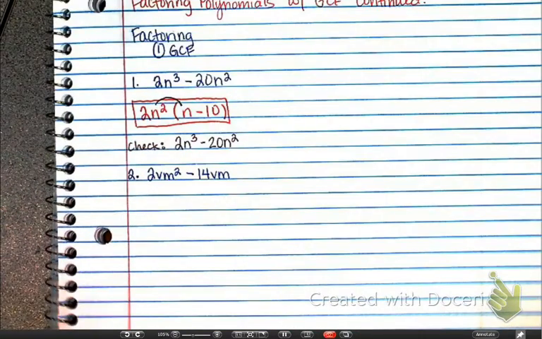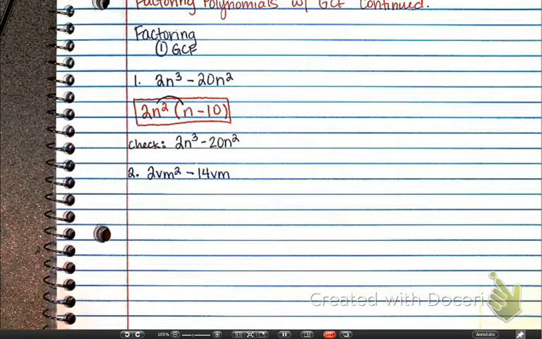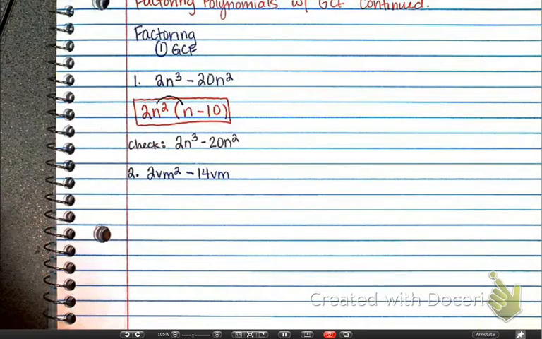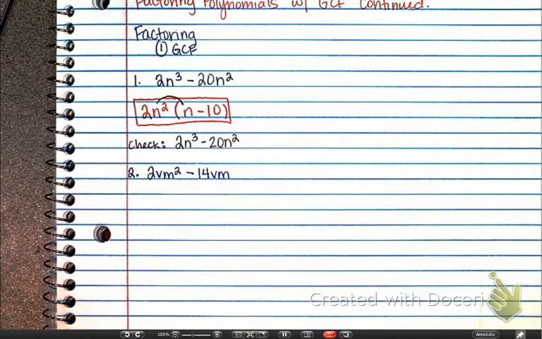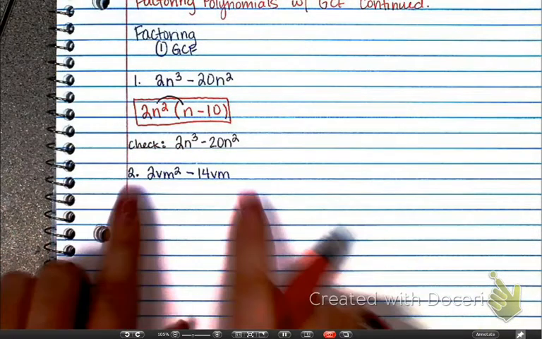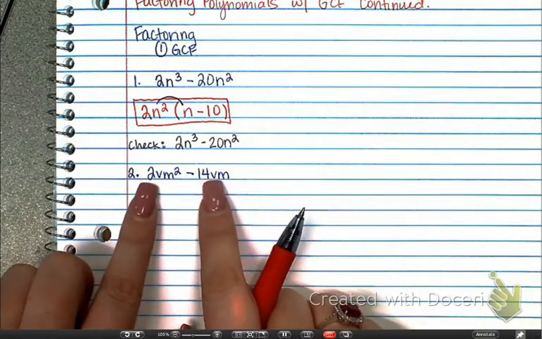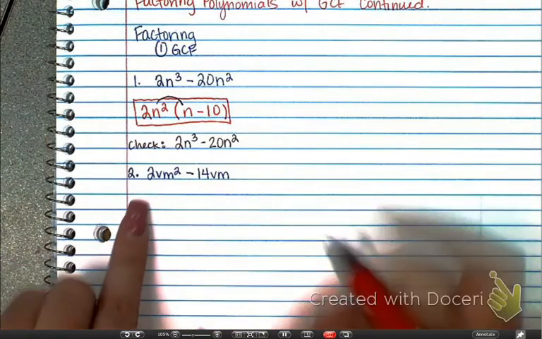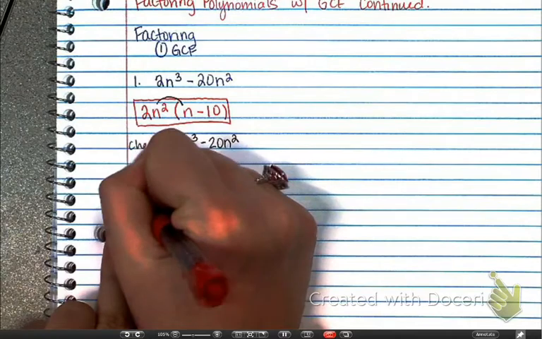So we're pulling out the greatest common factor and leaving what's left over inside parentheses. So what number, let's start there, goes into 2 and negative 14? 2. It's the biggest number that goes into both.